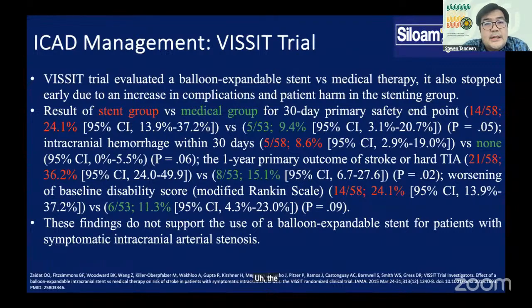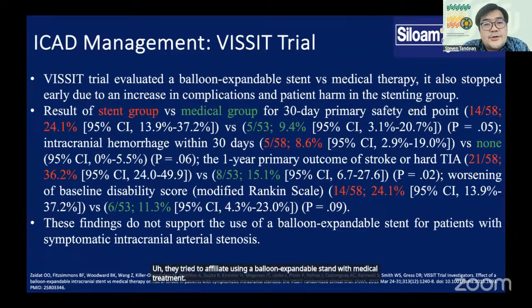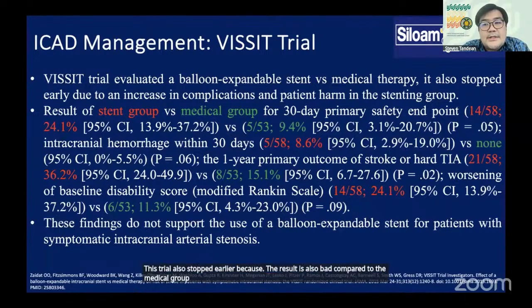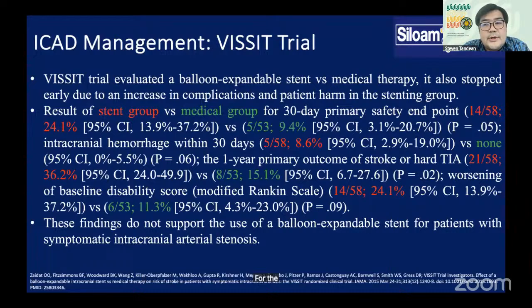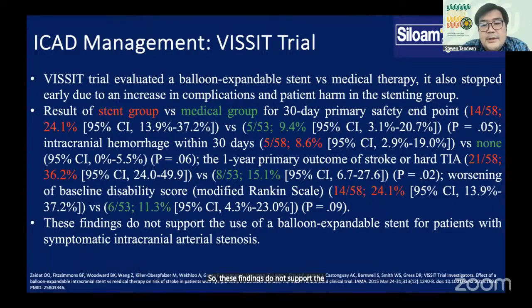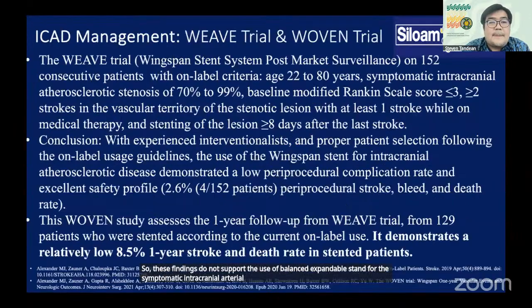The other trial is the VISSIT trial. They tried to evaluate using a balloon expandable stent with medical treatment. This trial was also stopped early because the result was also bad compared to the medical group. For the 30-day primary safety endpoint, for intracranial hemorrhage, and for the 1-year primary outcome, all were inferior to the medical group. So this finding does not support the use of balloon expandable stents for symptomatic intracranial arterial stenosis.